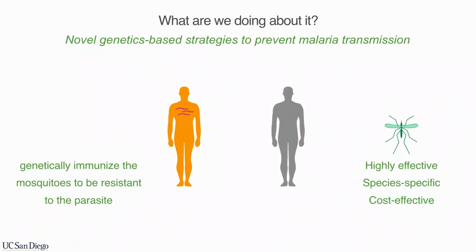So again, what are we doing about it? And the essence of it is to use a genetic approach to prevent the transmission of malaria. So the mosquito bites a person that has malaria, it gets the parasite in it, but it doesn't transmit it to the next person. That's the basic idea, and to have it be a highly species-specific, cost-effective system that will cause the least amount of ecological perturbation possible. That's kind of the goal.